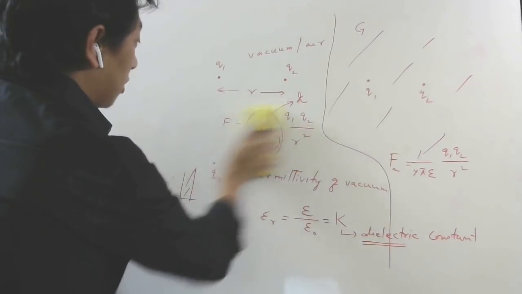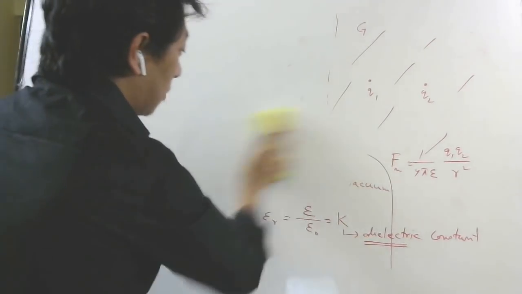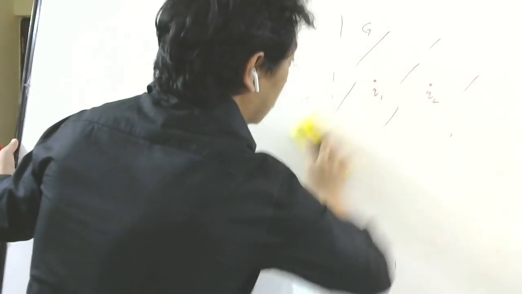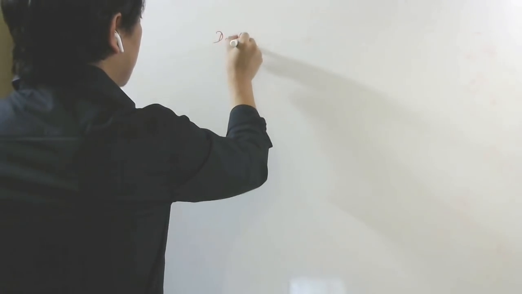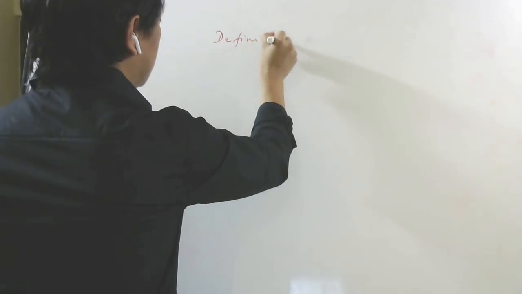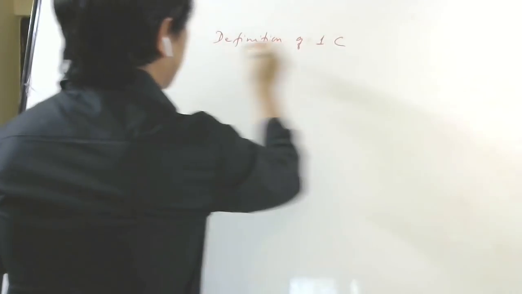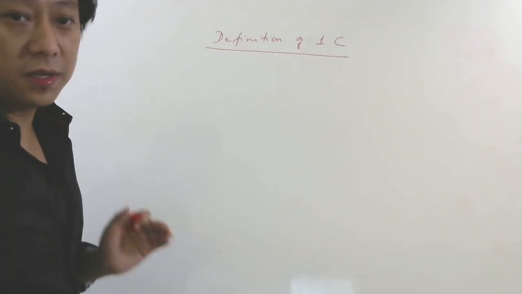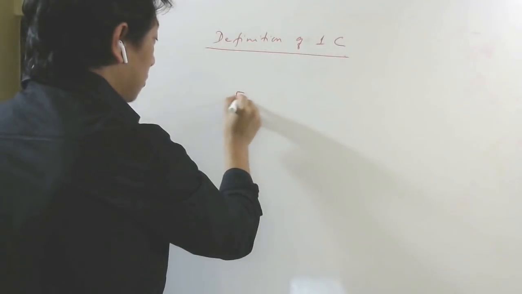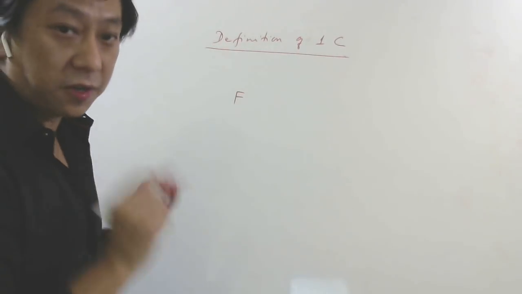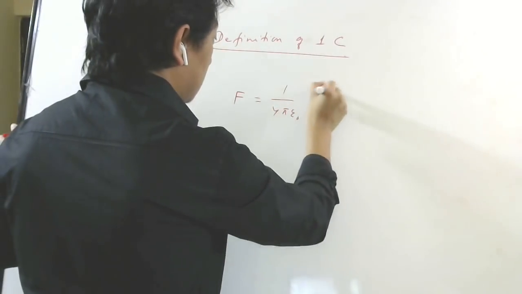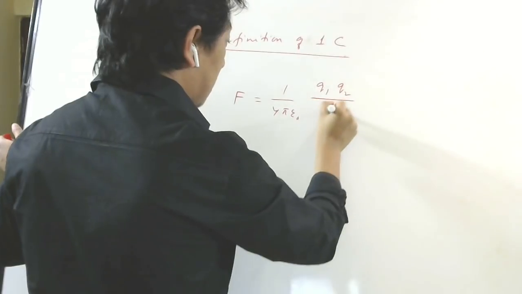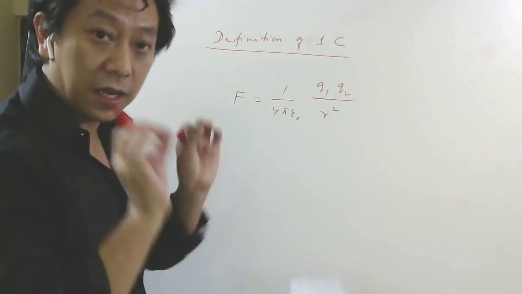So using this formula, we can define 1 coulomb. And that is asked in board exams also. They will ask, define 1 coulomb of charge. So how do we define this? Very simple. We know the force between two charges in vacuum is given by 1 by 4 pi epsilon naught q1 q2 divided by r square. And these two are point charges at rest.